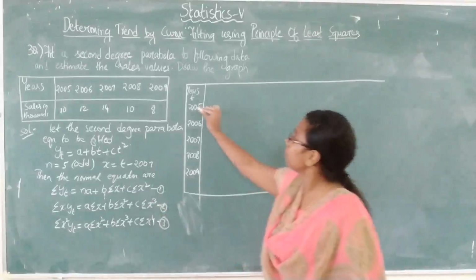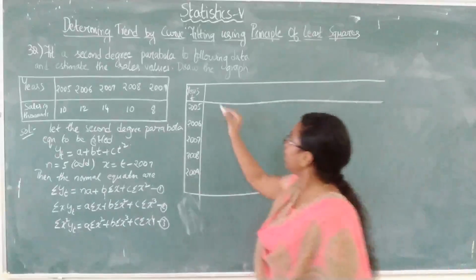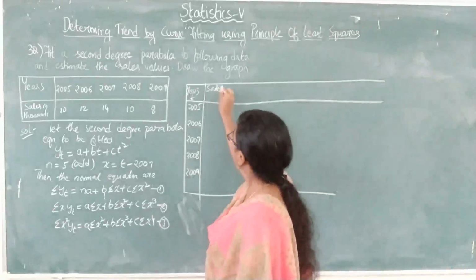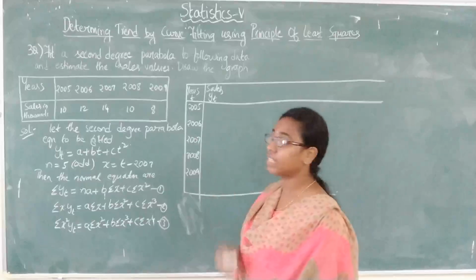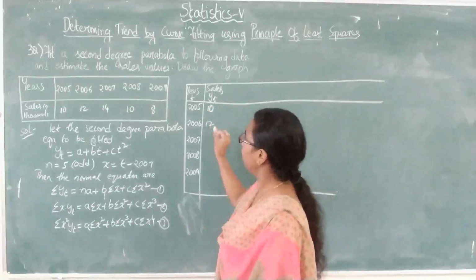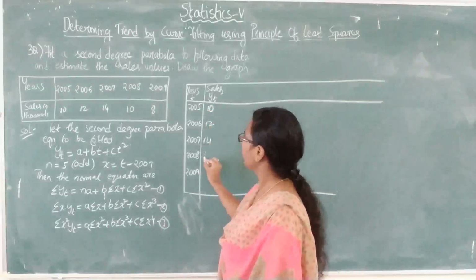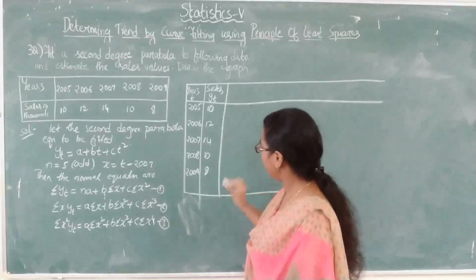Next it is given the sales. Sales are the yt values. So write down the sales, that is yt values. What are the different sales? They are given in thousands. So that is 10, 12, 14, 10 and the last one is 8. So now we got yt values also.